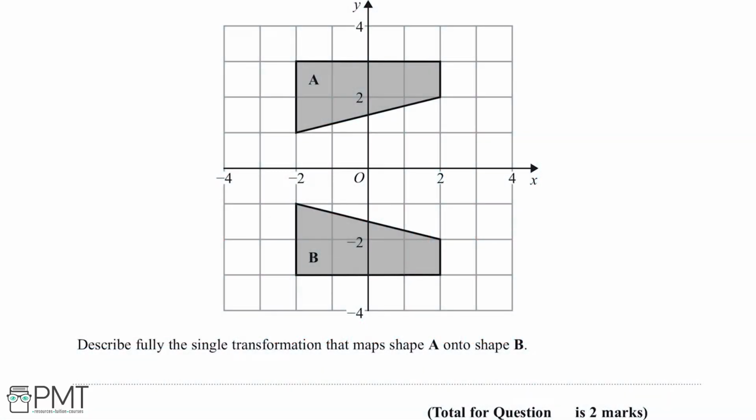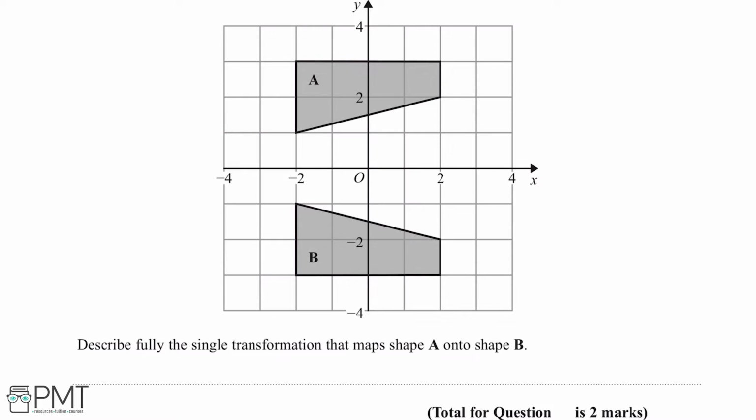Describe fully the single transformation that maps shape A onto shape B. So there's 2 marks available in this question, which means we need to include 2 pieces of information in this answer. And that will be the type of transformation that has taken place, and then where it's taken place.